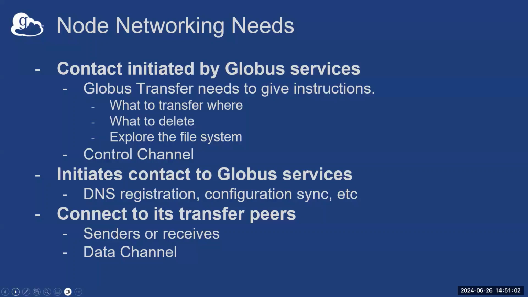And of course, it needs to connect to its transfer peer. So if it's sending, it has to have a connection with its receiver. If it's receiving, it has to have a connection with the sender. And that's the data channel over which the file information flows.